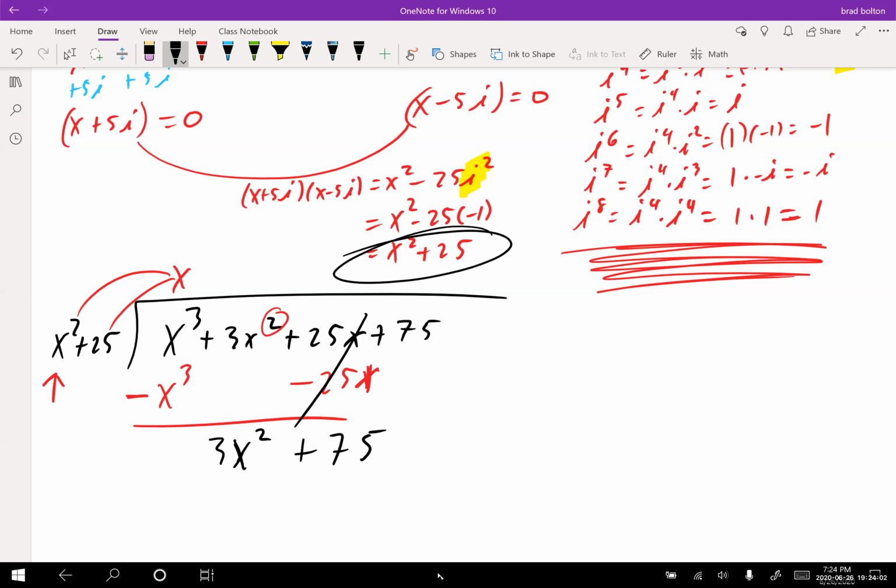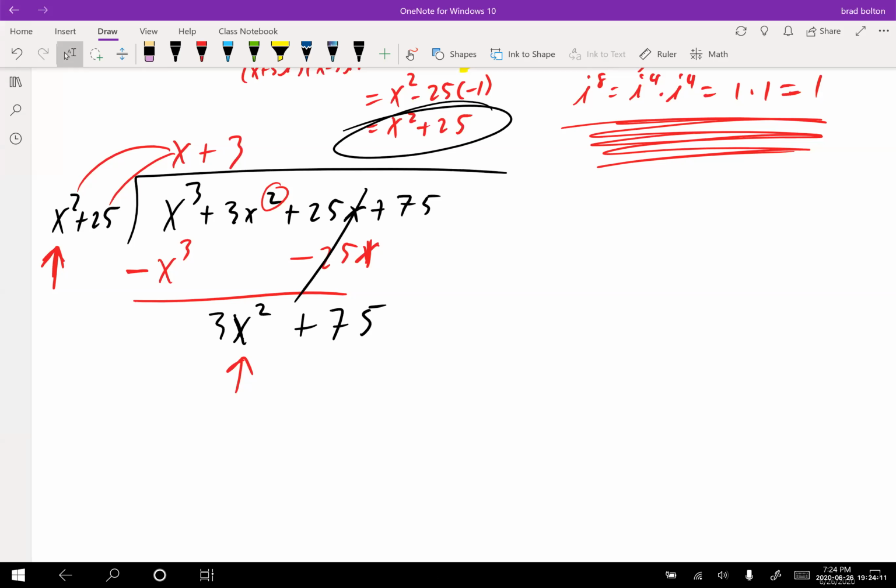Okay, so now we ask ourselves the same question, what does this need to become 3x squared? Oh, well, we say plus 3. And then we're going to do the distribution. So this would be 3x squared plus 75. We draw the bar, change the signs, gone, gone, we get 0.